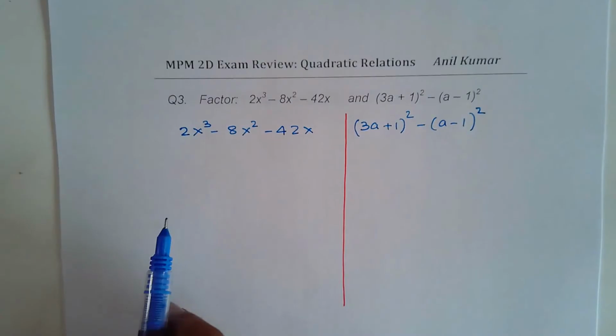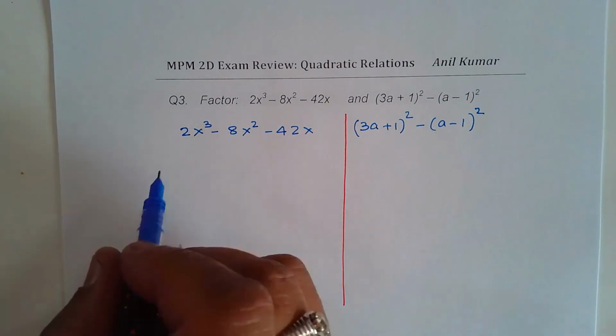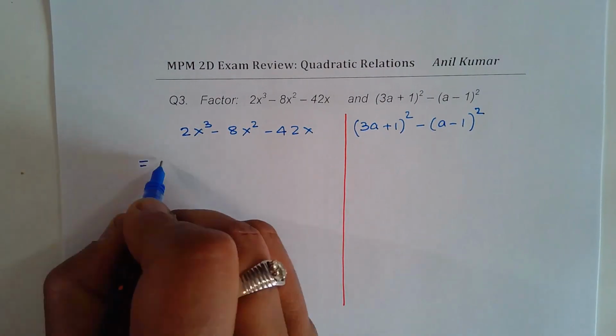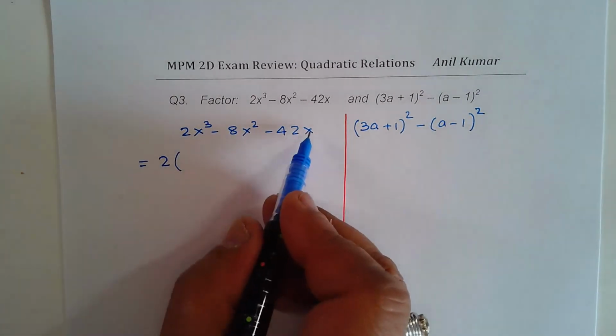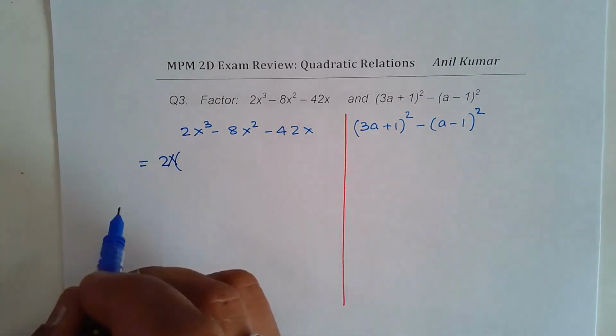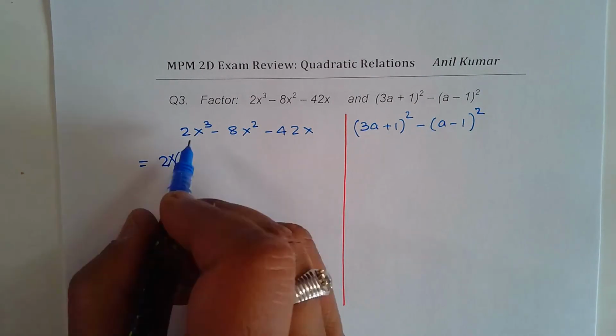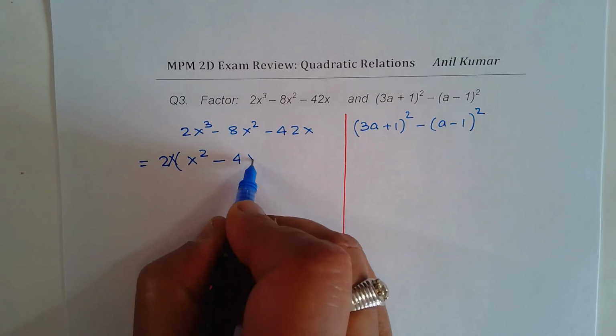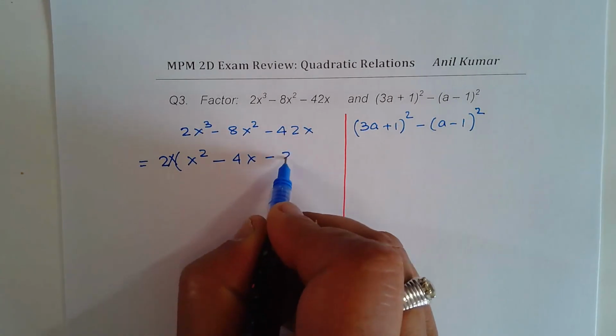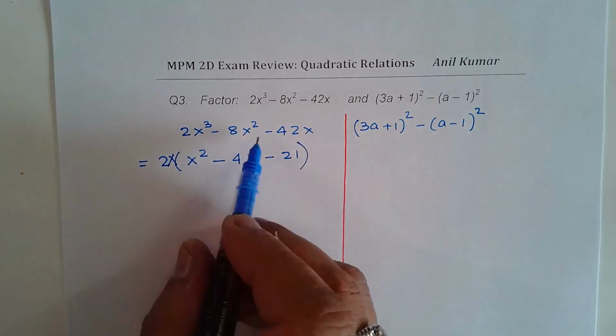Now first you could factor 2 as a group factoring, right? So I will write this expression as equal to 2 times, you could also factor x. So let me write 2x straight away, right? So 2x. So we get x squared minus 4x minus 21, right? So we factored both x and 2.